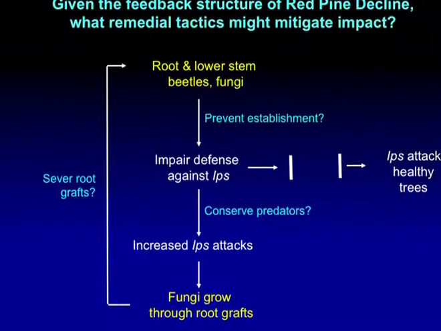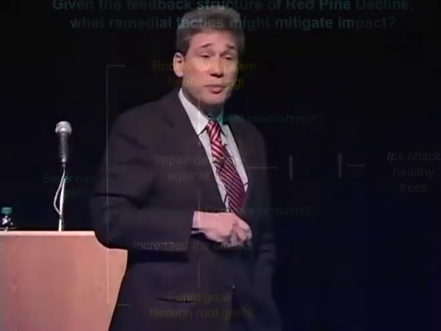And so that suggests some management approaches. What I've shown here is just the exact same feedback loop as before. This is indicating it would take quite a population increase for this system to become self-driving. And so some possibilities are, well, what if we sever the root grafts that the Leptographium are moving along? What if we prevent establishment by those predisposing insects, such as Dendroctonus valens? And what about if we conserve predators?